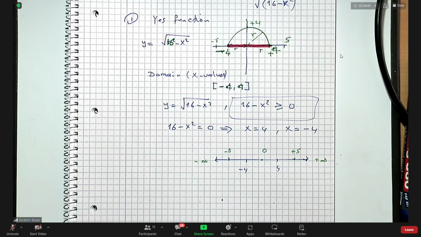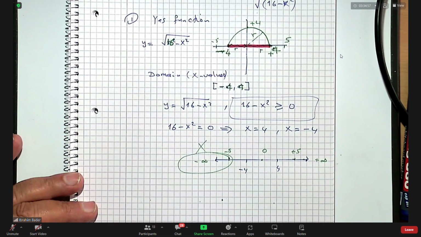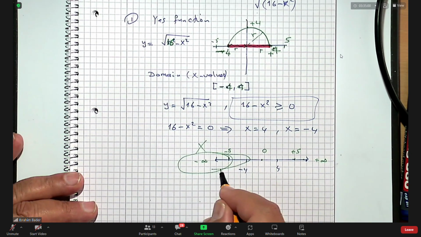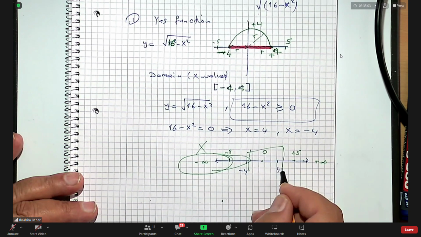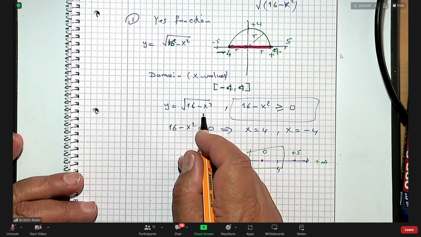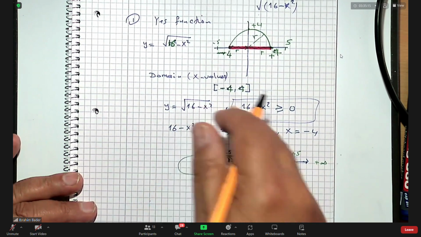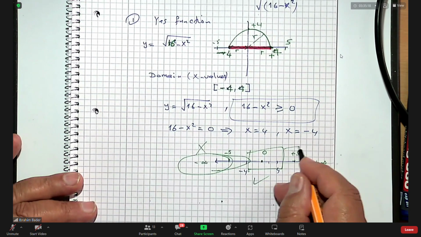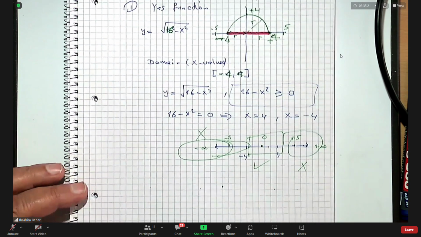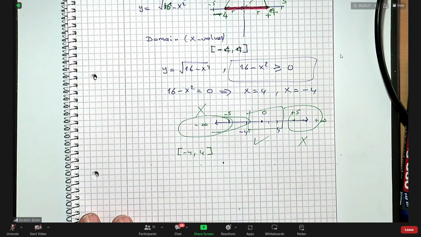Okay. Now we take the area in the middle. This interval here doesn't fit because it will cause a problem. Now this one here in the middle, just plug in 0, so it will work. You will have positive. Let's take another value, 1 for instance. Then you have 16 minus 1, the square root of 15. So this one is okay. Here to the right, it will not work. So the interval here is obviously -4 to 4. So this is the answer for the domain.